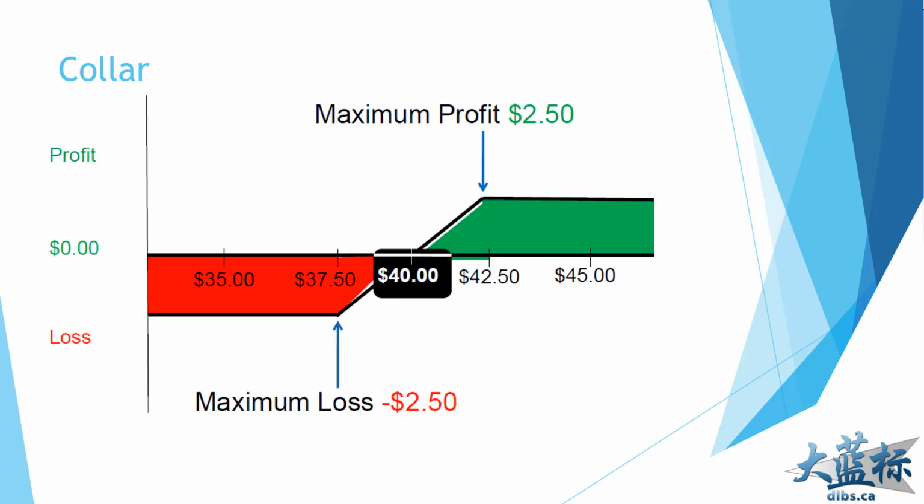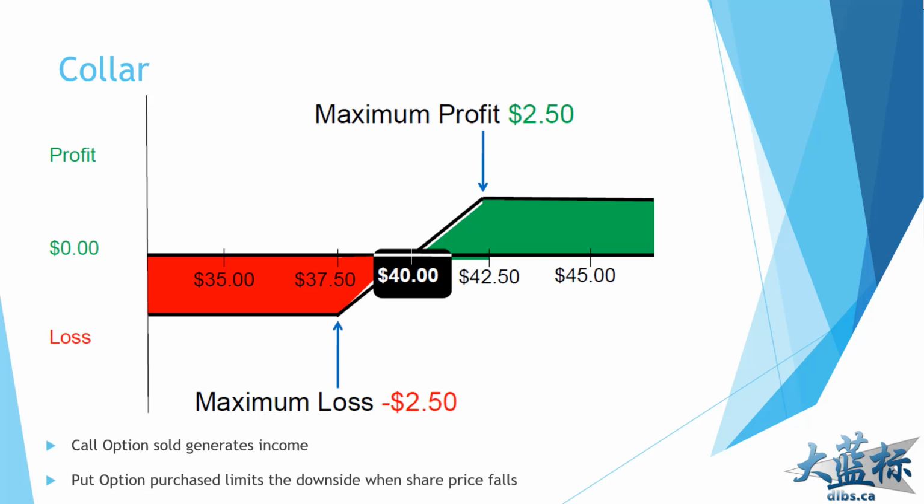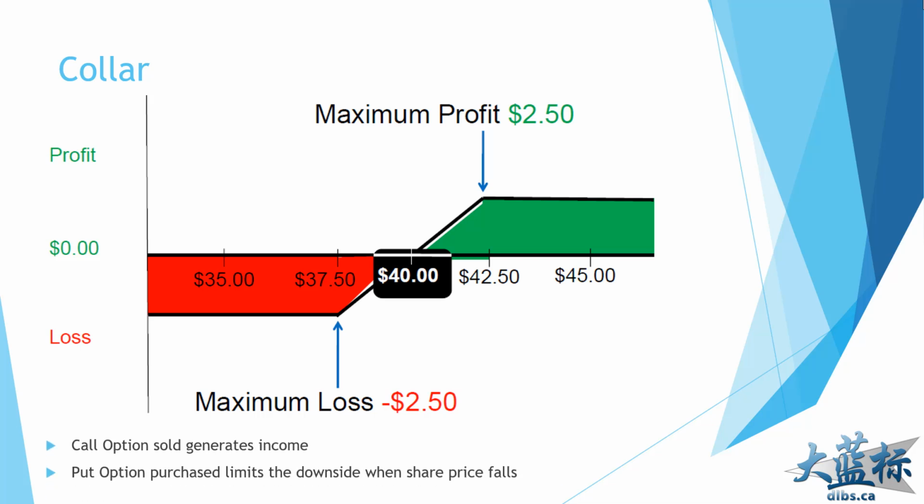And the net effect of all this is the maximum profit you can take in is the $2.50 premium for the covered call sold. And the maximum loss you can incur is the difference between the stock price and the put price that you purchased. That's the insurance. So again, the out-of-the-money call option sold helps pay for your out-of-the-money put option purchased.